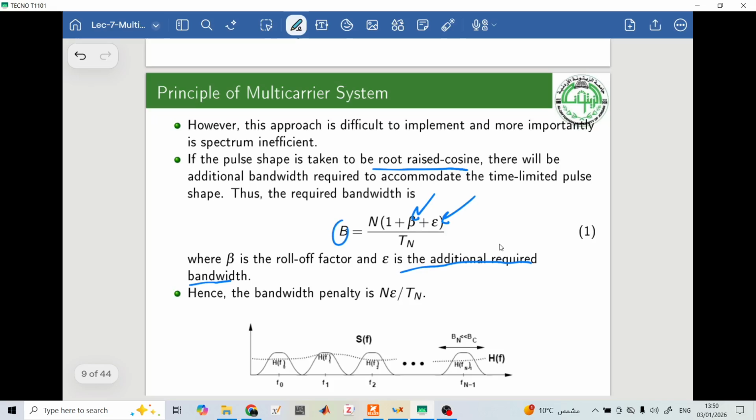So here n is the subcarrier symbol period, right? So we have this amount of excess bandwidth that is not used for transmission, which is considered as a waste. So this way, the traditional way, is an inefficient way of implementing multi-carrier systems.